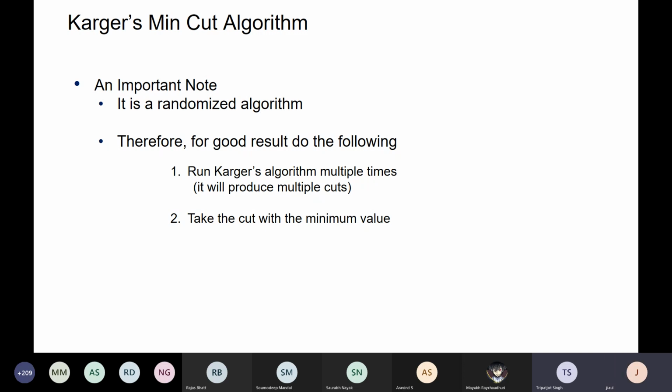This suggestion is not limited to Karger's min cut algorithm only. It is true for most of the randomized algorithms that we deal with. Whenever you have to do something using random number generators, you run it multiple times and then choose the one which you think is the best based on some criteria.